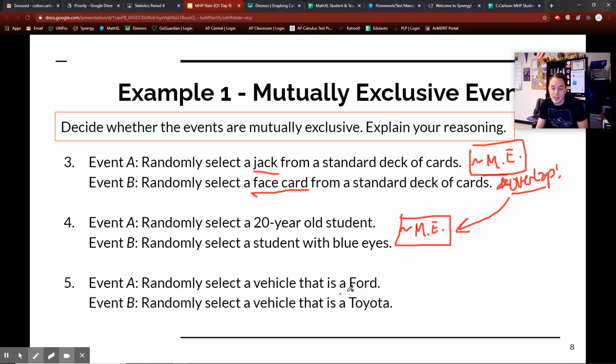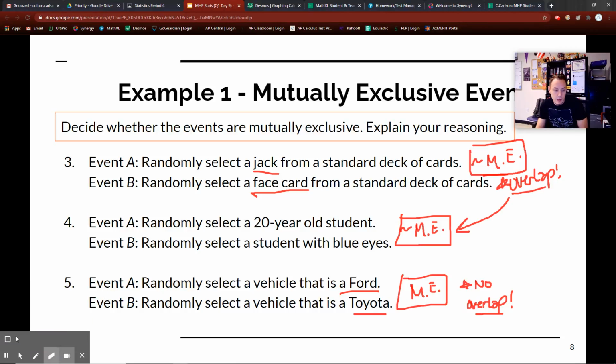Randomly select a vehicle that is a Ford. Randomly select a vehicle that is a Toyota. Now, is a Toyota a Ford? No. Can a Toyota ever be a Ford? No. Can a Ford ever be a Toyota? No. So this is what we call mutually exclusive. Because they have nothing to do with each other, it's also what we call no overlap. Okay? No overlap at all. All right. Let's erase this.